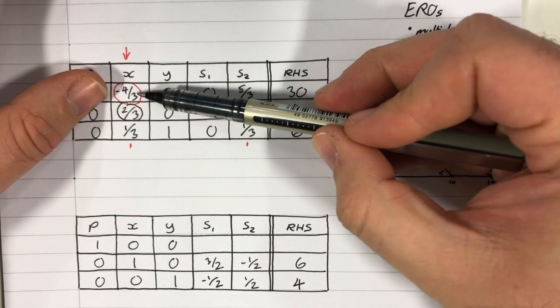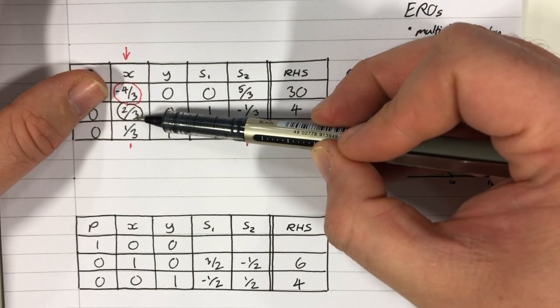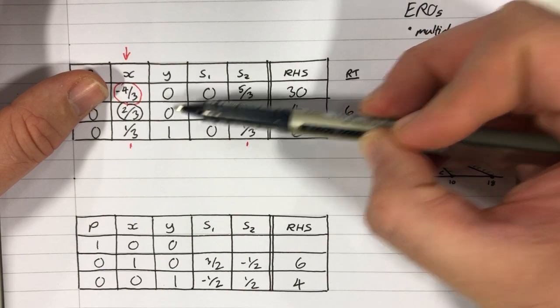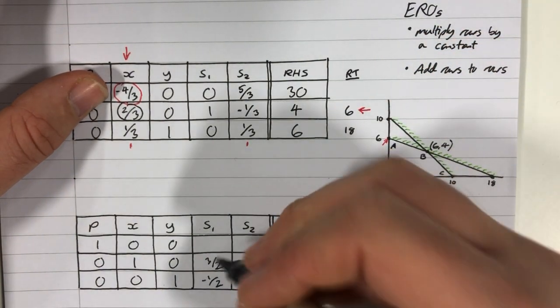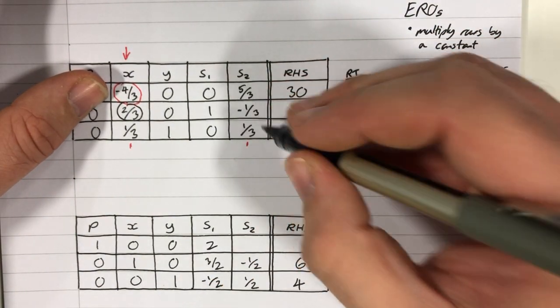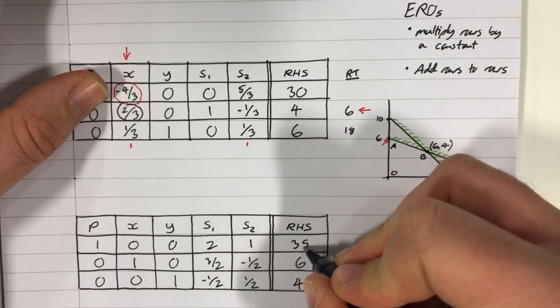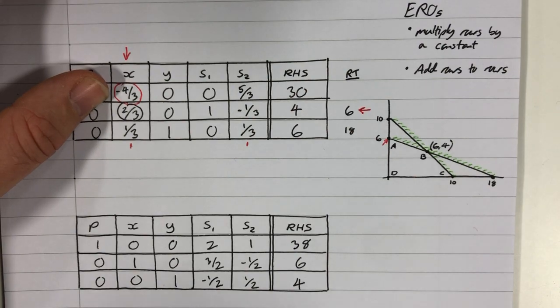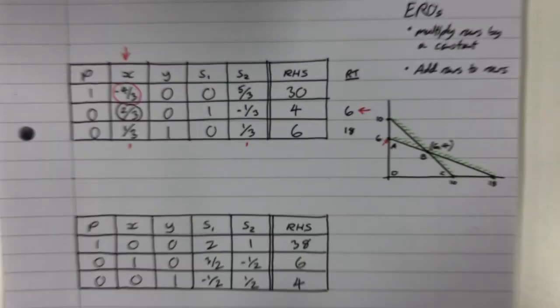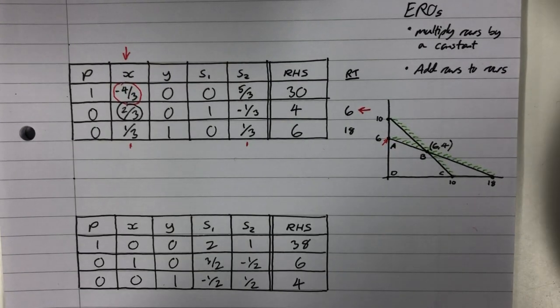This one here, I'm going to do that plus 2 times that to make the 0. So that plus 2 times that is 2. That plus 2 times that is 3/3, which is 1. And that plus 2 times that is 38. Okay, so that is my second iteration of Simplex.